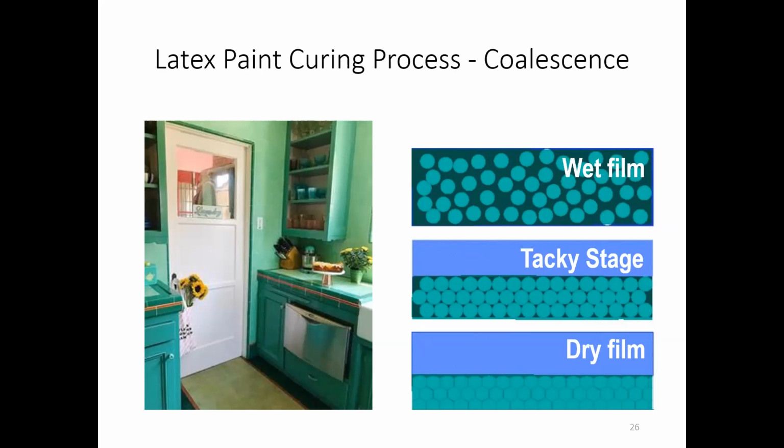So now during the curing process, I said oxidation was how alkyds cure. But in the latex or the water-based paints, it's called coalescence. It's just exactly the way it sounds. They coalesce and become tight until they're completely cured and dry and strong. So you start with a wet film, everything suspended, pigments and resins, and then it goes through the tacky stage and to dry film when everything is compact.